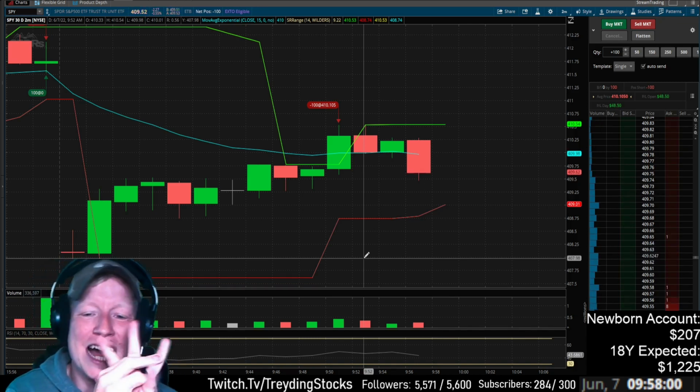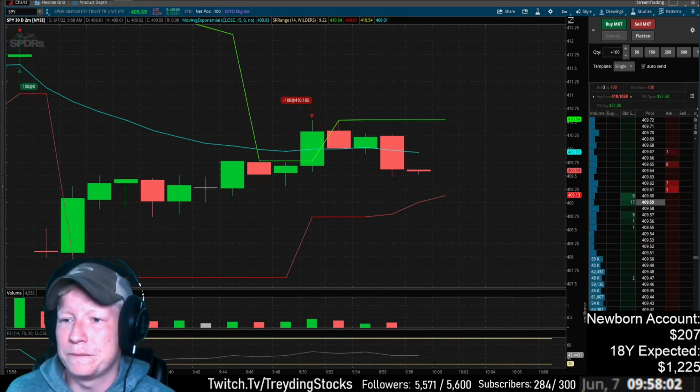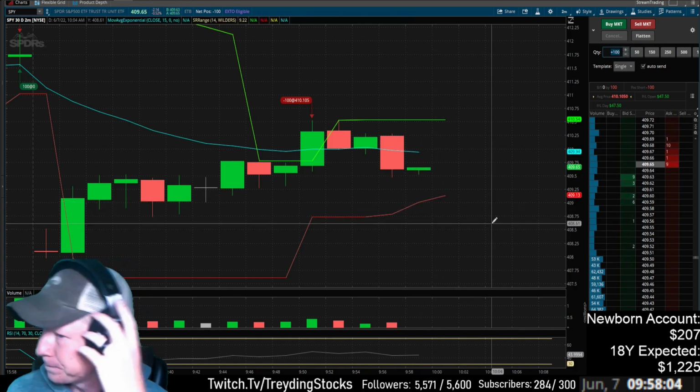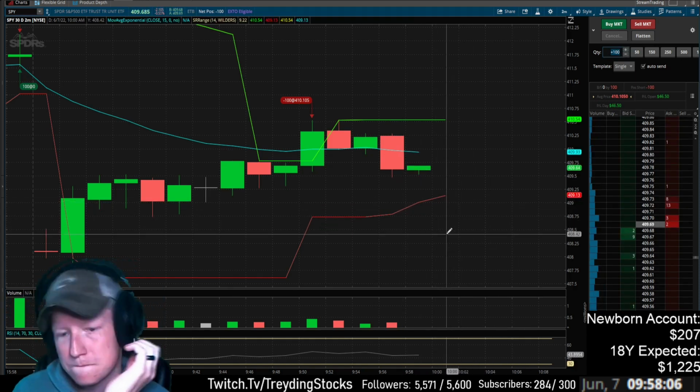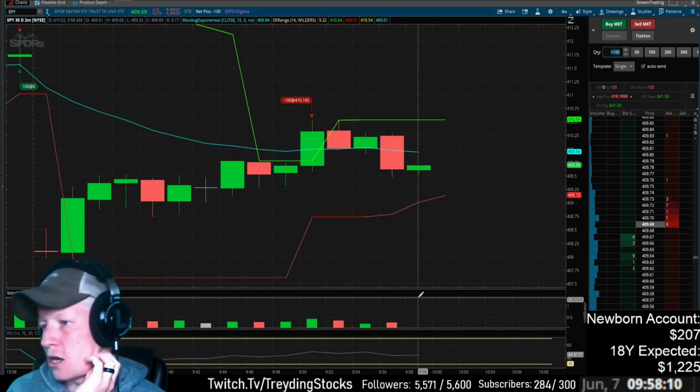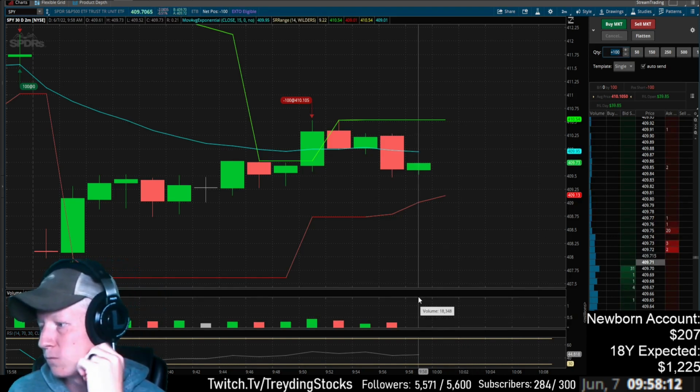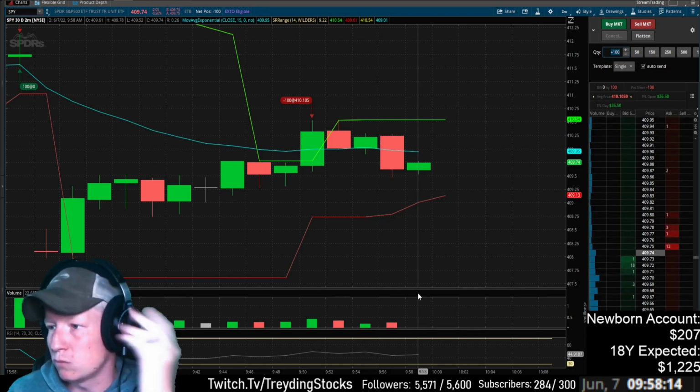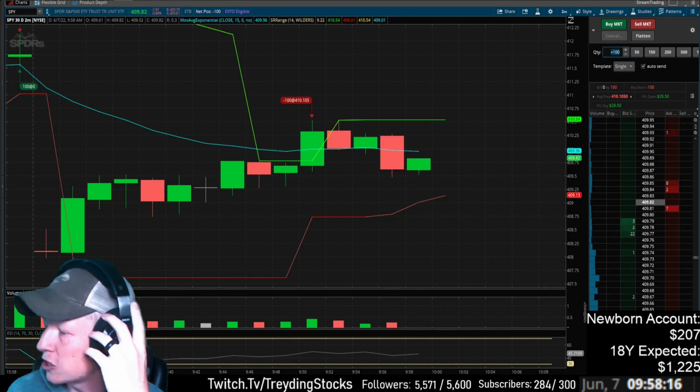It's starting to push down. We want to be covering below the red line. That's where we want to start covering. We were up 60, but once again, who cares? Doesn't matter what you're up when you're in a trade.